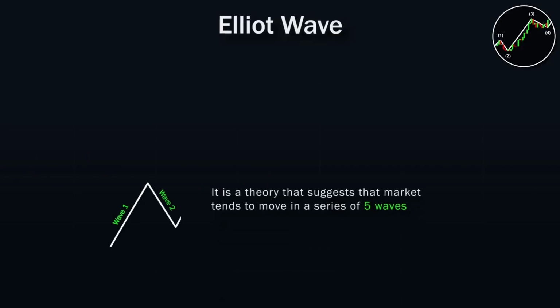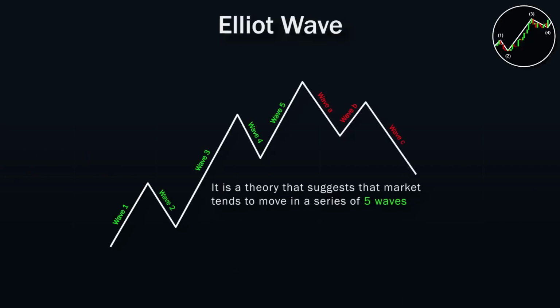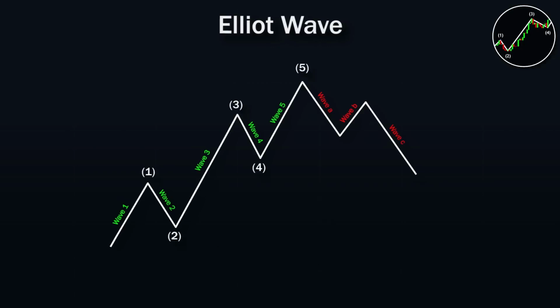Elliott wave. It is a theory that suggests that market tends to move in a series of 5 waves before reversing and forming another set of waves in the opposite direction. By understanding the Elliott wave sequence, traders can predict where the price is heading by following the pattern. In a chart, we can label each point of the waves as 1, 2, 3, 4, 5, and ABC.